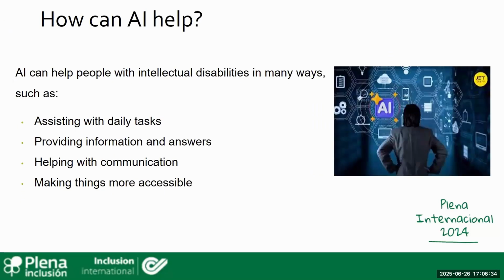How can AI help? AI can help people with intellectual disability in many ways, such as assisting with daily tasks, providing information and answers, helping with communication, making things more accessible. That is one of the tasks that AI does.